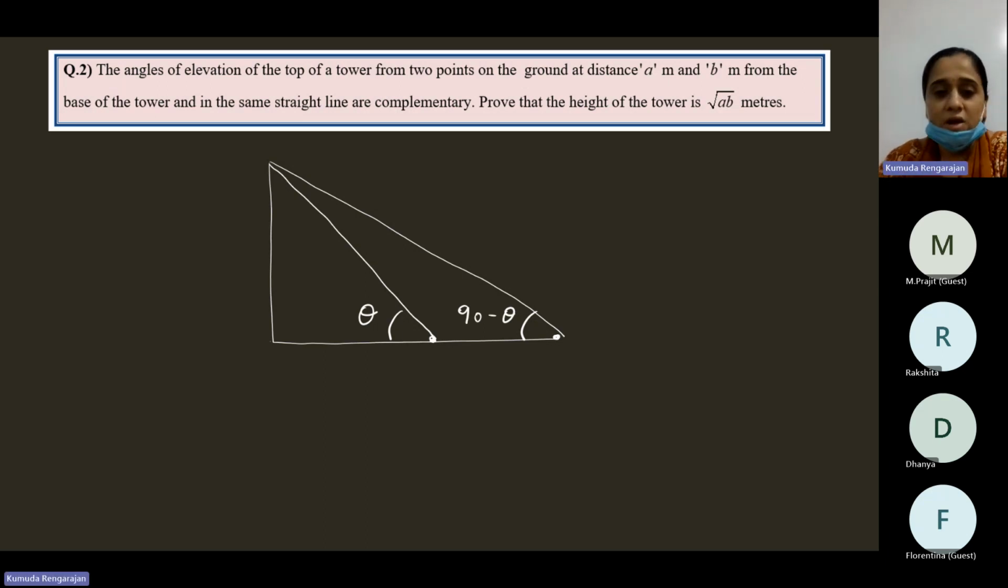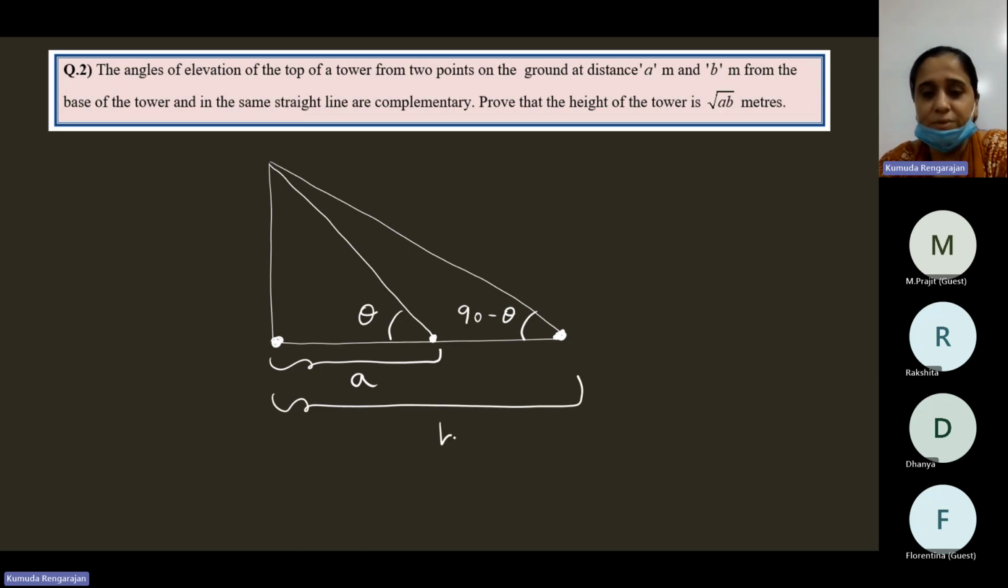All right. Now this is one point. This is the base of the tower. The distance between the point and the base of the tower is A. This is the other point. This is the base of the tower. The distance between the other point and the base of the tower is B. Given this information, you will have to prove that the height of the tower, so you can call it H, is equal to root of AB meters.